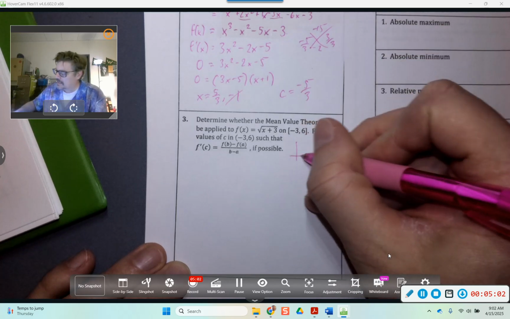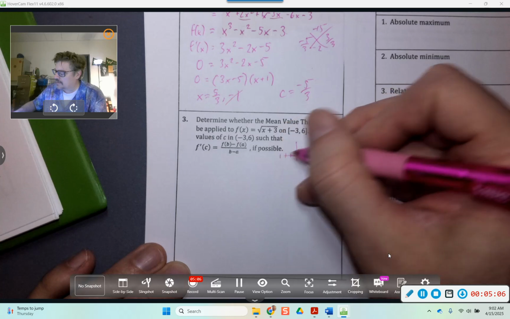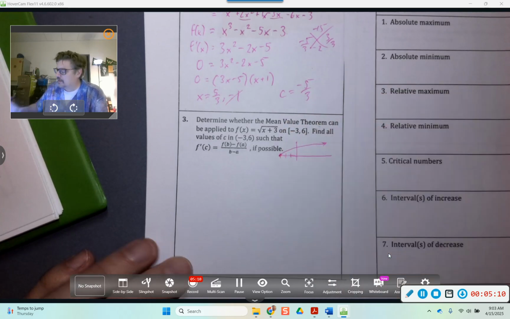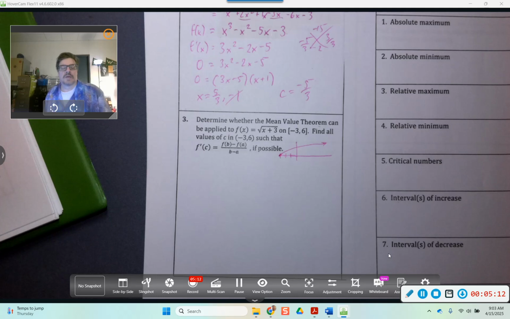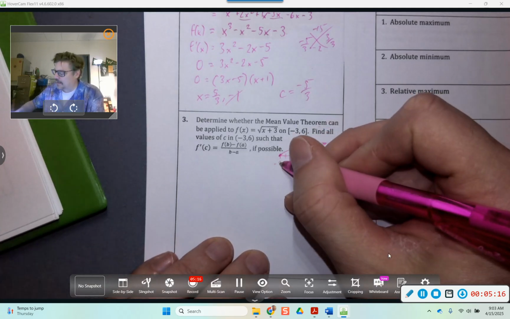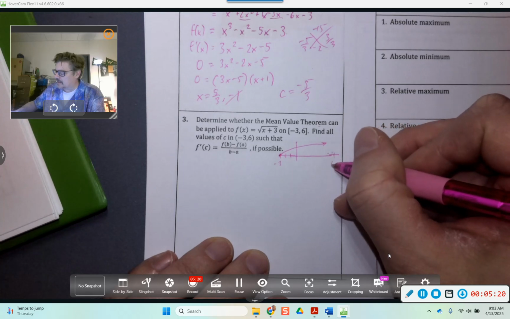This guy looks like this. He's going to move over to the left 3: 1, 2, 3. He is a square root, and he's going to look like that. That you have to remember from pre-calc, and we're going from -3 all the way over to 6. Okay, so let's make this guy here.